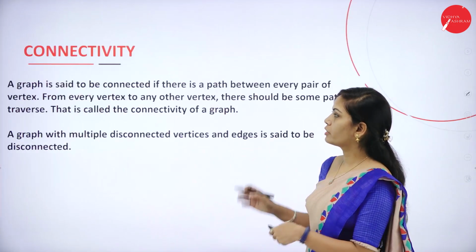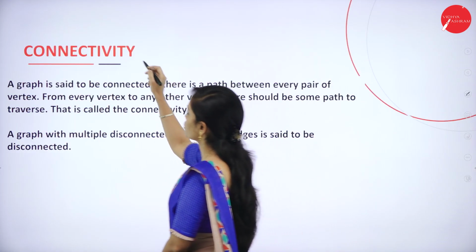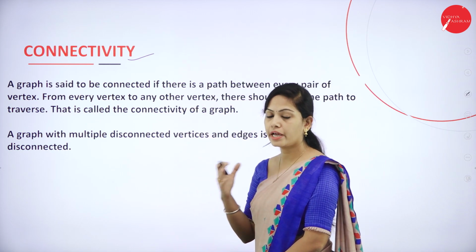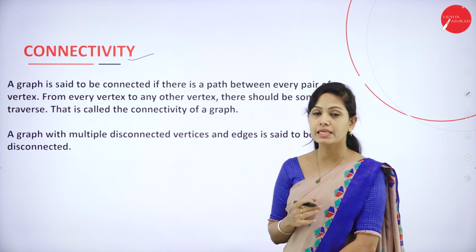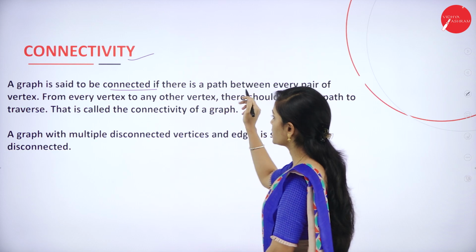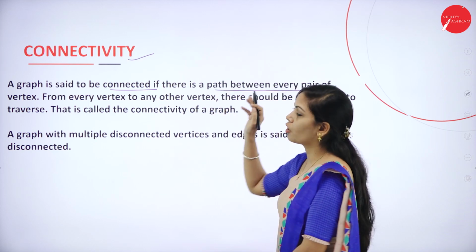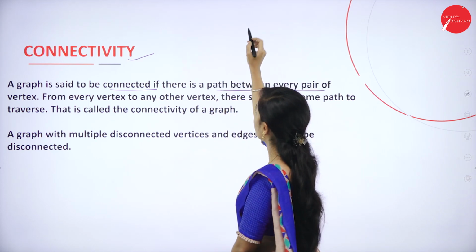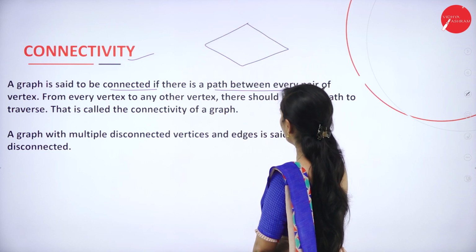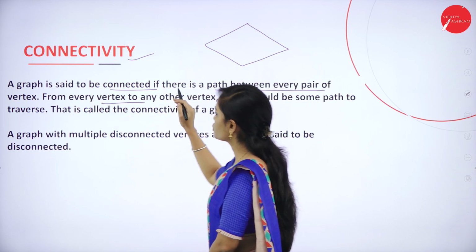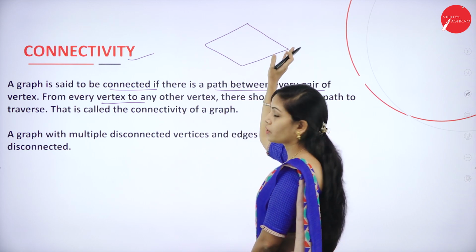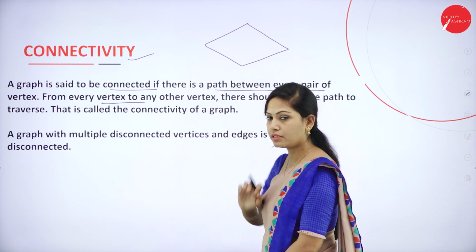Before that, I would like to explain connectivity. What is connectivity? A graph is said to be connected. I hope you know about connected and disconnected graphs, right? A graph is said to be connected if there is a path between every pair of vertices. If the graph is connected, there is a path from every vertex to any other vertex, right? There is some path between every pair of vertices, from one vertex to another.